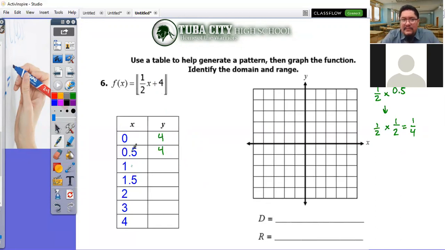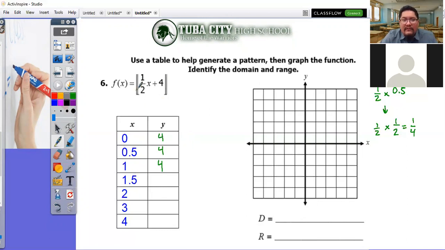What about 1? Let's plug 1 in there. So half of 1 is, well, half or 0.5. And add 4, that would be 4.5. 4.5 is going to get rounded down to just 4, so that makes this one also a 4.